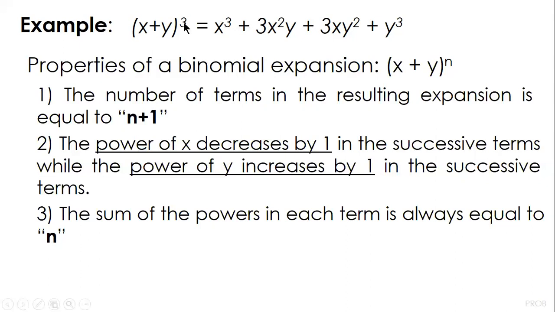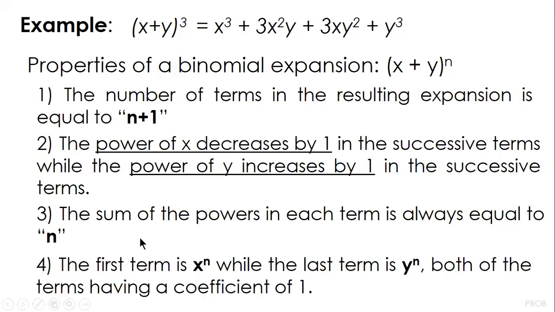The third property: the sum of the powers or exponents in each term is always equal to n. Since n is equal to 3, the sum of the exponents in each term should be equal to 3. First term, the exponent of y is 0, so 3 plus 0, 3. 2 plus 1, 3. 1 plus 2, 3. And x raised to 0, 0 plus 3, 3.